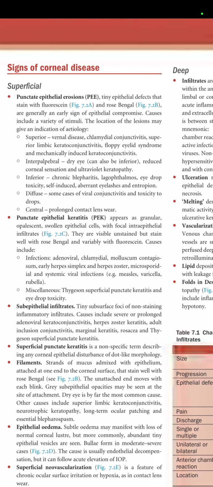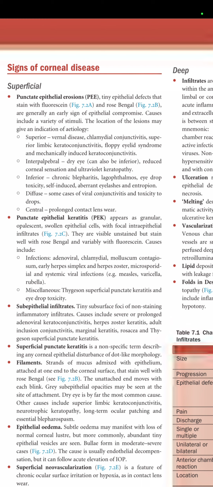So how do the punctate epithelial erosions form? There is an epithelial compromise due to which there is a defect and an erosion that is very small. So these are called punctate epithelial erosions. Causes include a variety of stimuli. The locations of the lesion may give indications of etiology.